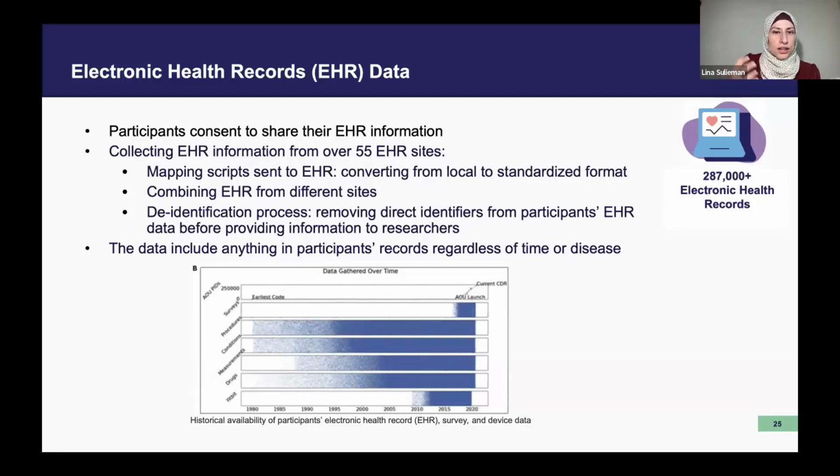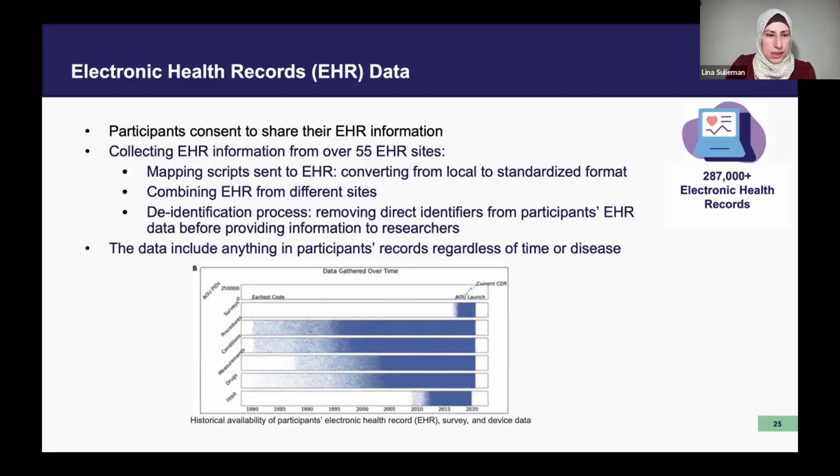Now, we don't have direct access to that EHR. When a participant is recruited through an organization, we usually work with that healthcare organization in order to get the participant's record. So currently we're working with, I think, over 55 or 60 EHR sites in order to collect the EHR information for the participants who consented to share their EHR.